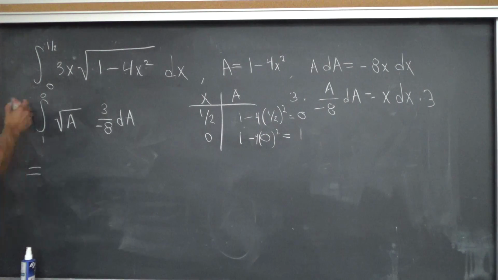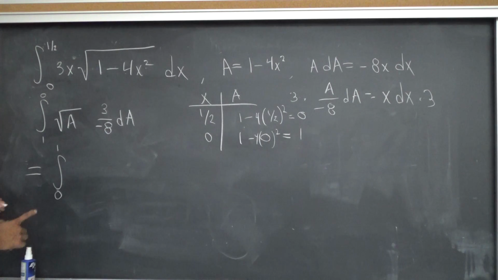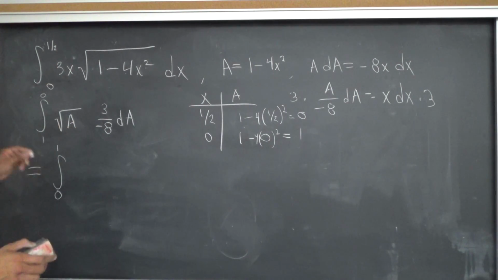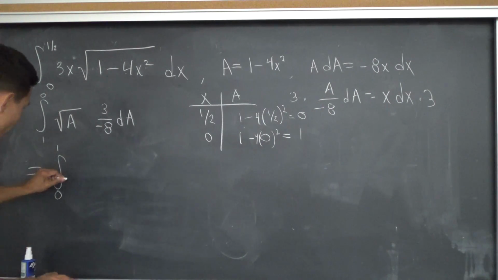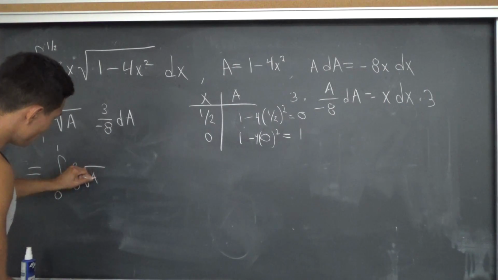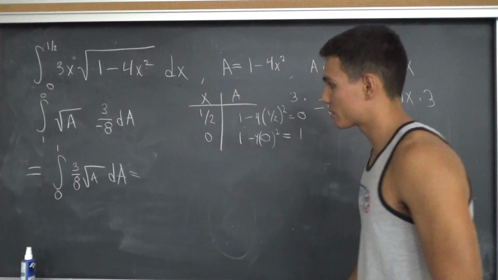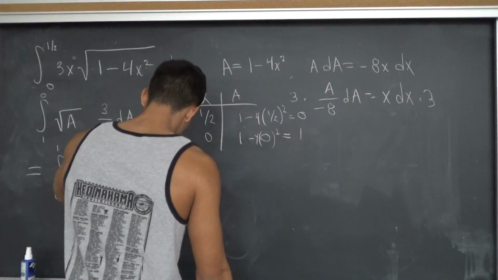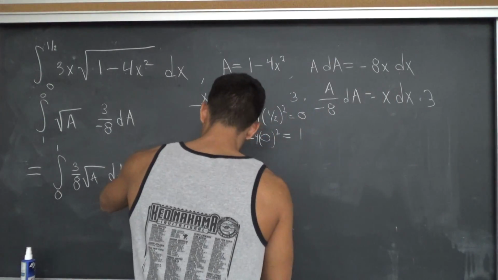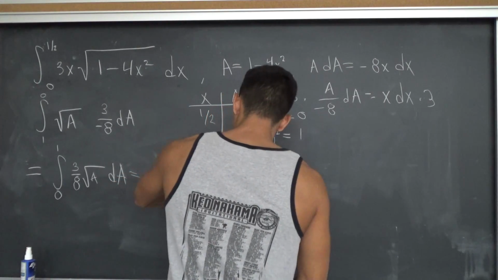So what does that mean? We can rewrite this integral as bounds 1 to 0 as long as we times the whole thing by -1. But note that there's a -1 already in there, meaning that we now have a positive integral. And it's 3/8 root a dA. What can we do with this? So we get 3 over 8 a to the 3/2 power divided by the 3/2 power, evaluated from 1 to 0.